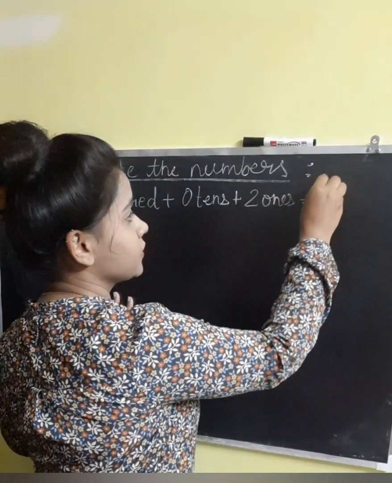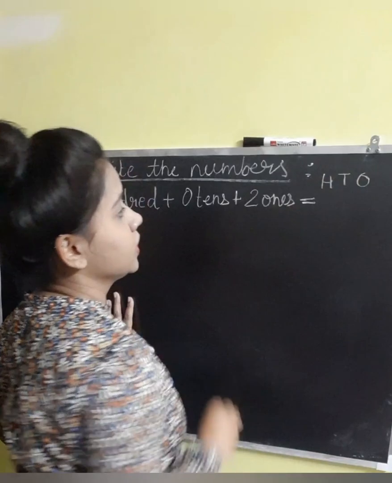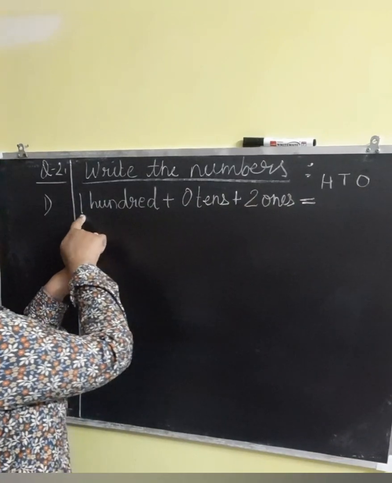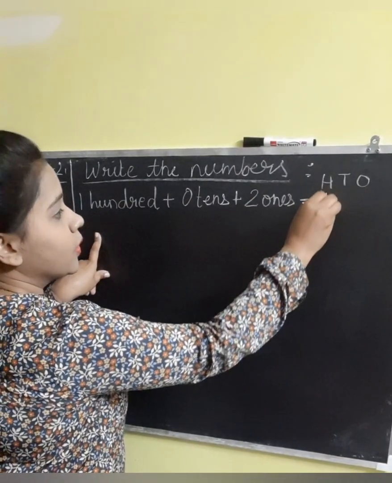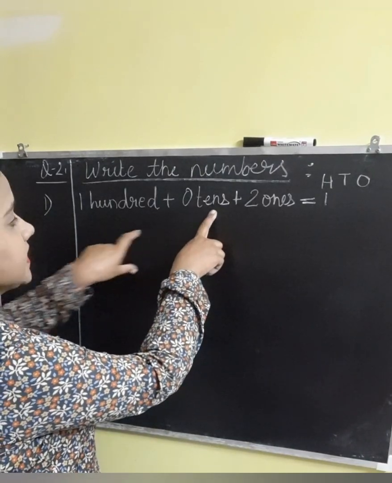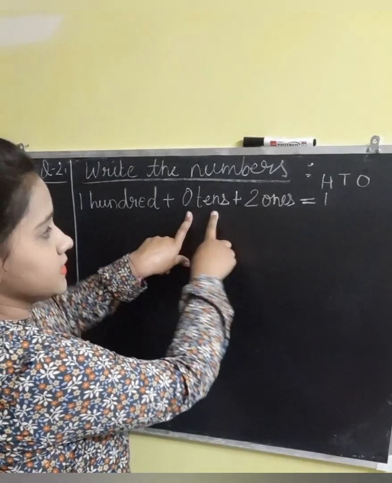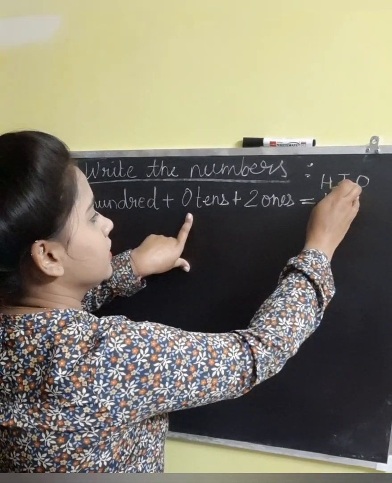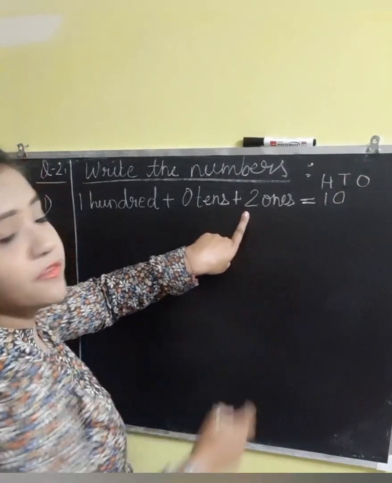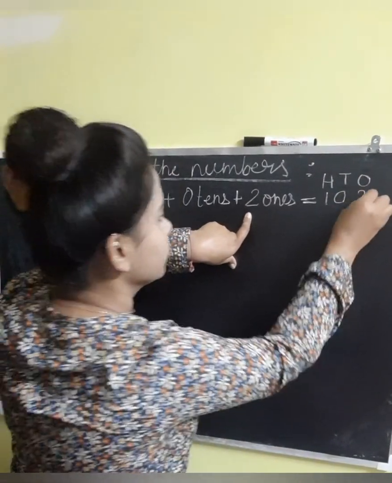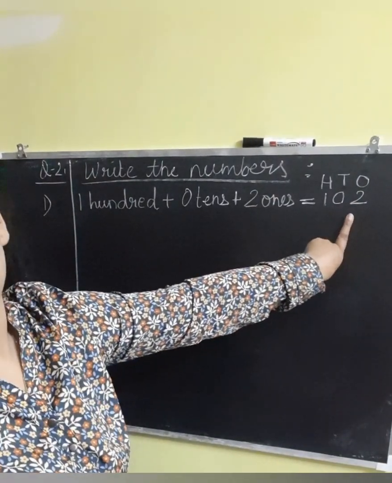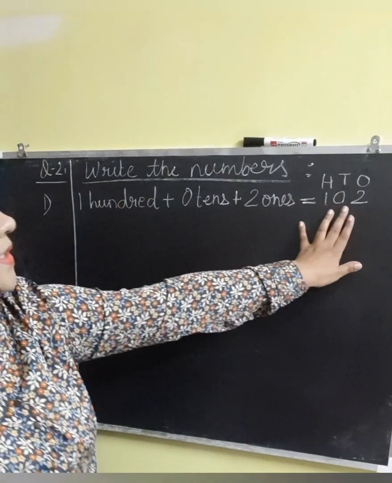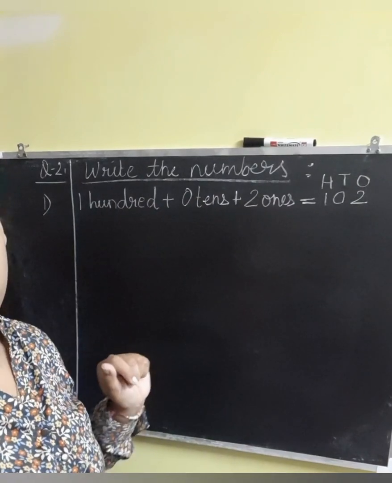First of all, please write down H T O. So that will help you. Okay. So now at 100 place, which digit is here? 1. So we will write 1 here. Okay. Now at tens place, which digit do we have? 0. So we will write 0 here. Okay. Now at ones place we have 2 ones. So we will write 2. So we will get the digit here, 102. So this is the digit we get from this expansion form.